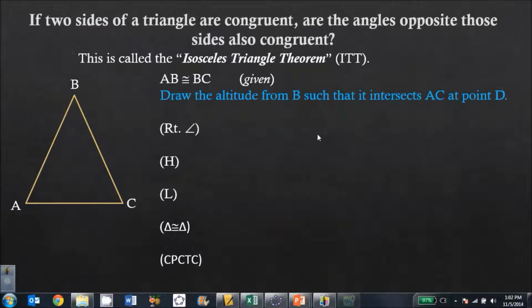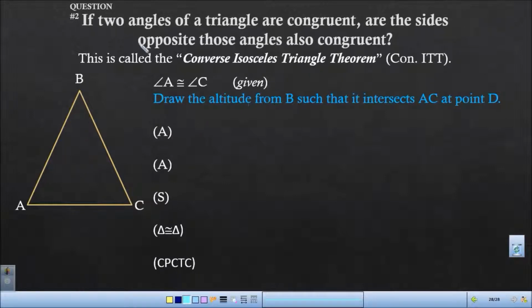Okay, the second question was the reverse of that. Basically, if two angles are congruent, are the sides congruent? So knowing that A is congruent to C, does that mean that AB is automatically congruent to BC? All right, we're going to draw the altitude again. From B, we draw an altitude. Place point D at the intersection. This creates right angles, as expected, and the reflexive side. So if you look, we now have angle, angle, side, angle, angle, side.